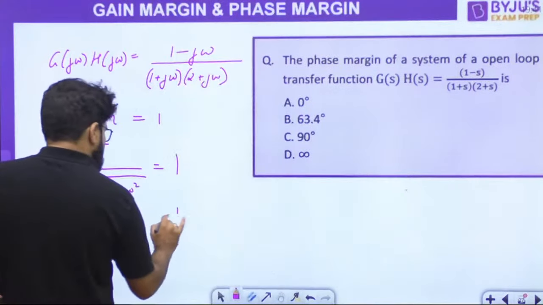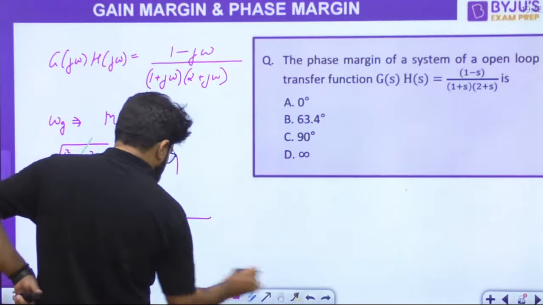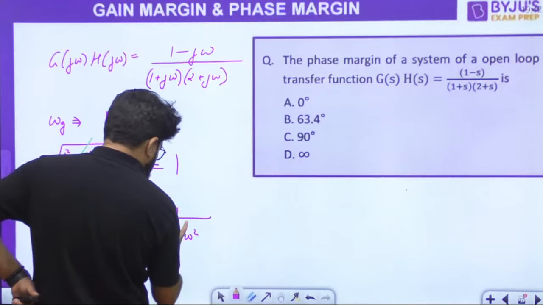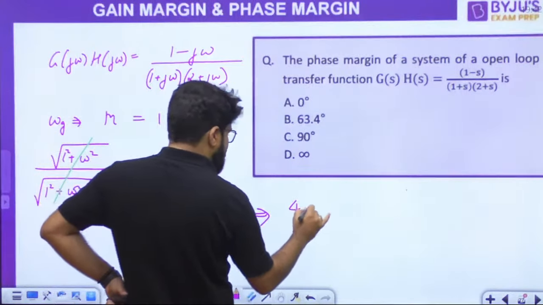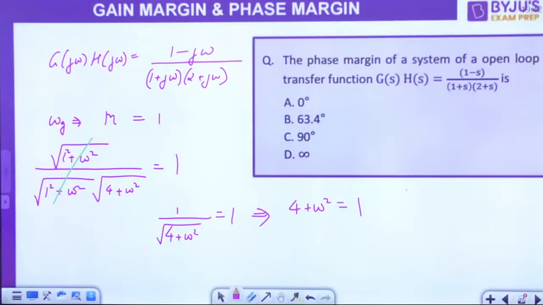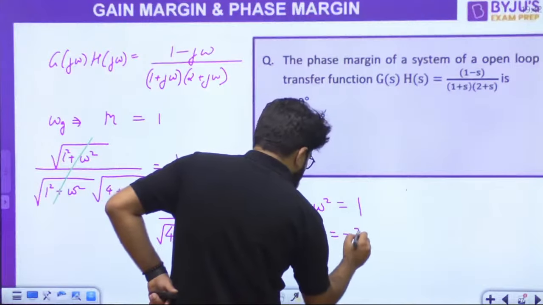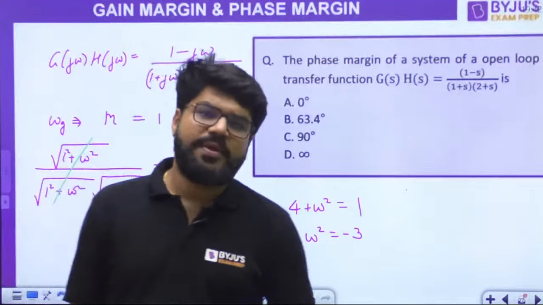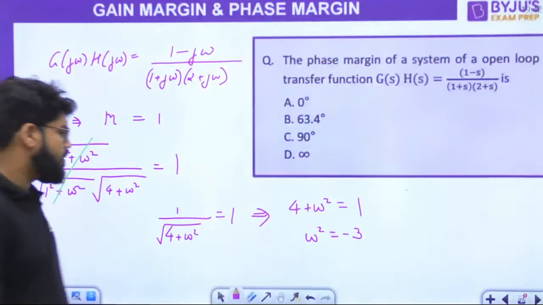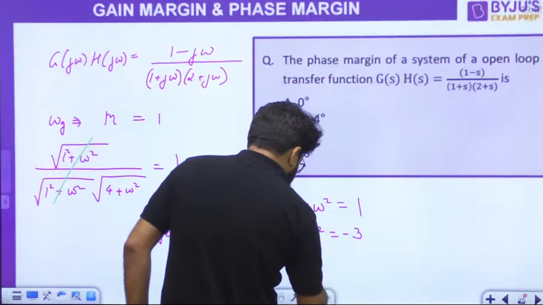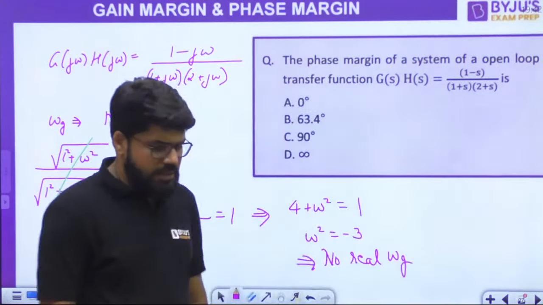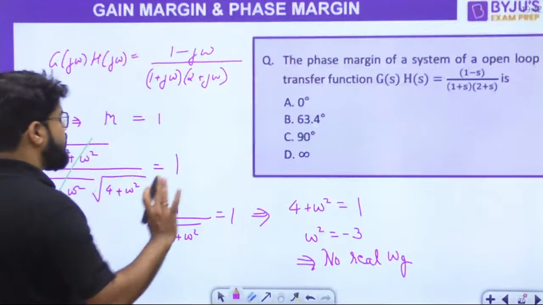So what is only left with me is 1 upon square root of 4 plus ω_g square, which is equal to 1. That means 4 plus ω square should also be equal to 1. So the value for ω square is minus 3. The solution of ω square equal to minus 3 will be imaginary, and frequency can't be imaginary. So do you have any real solution coming up from here? This will produce no real gain crossover frequency. There is no real gain crossover frequency.